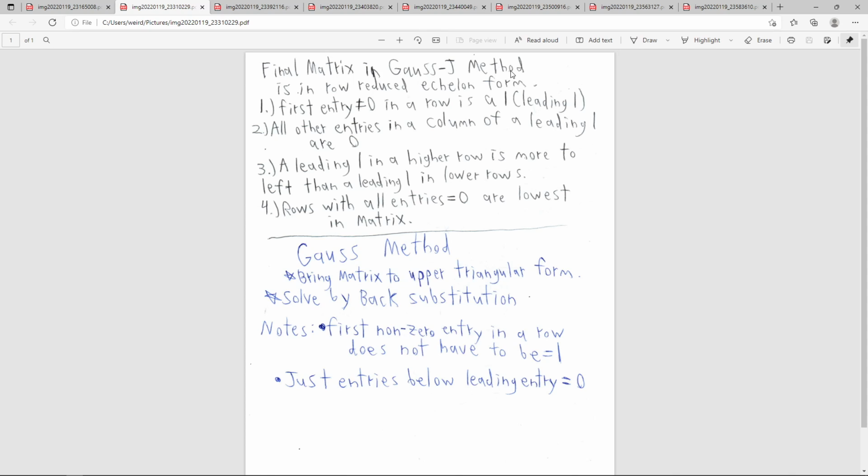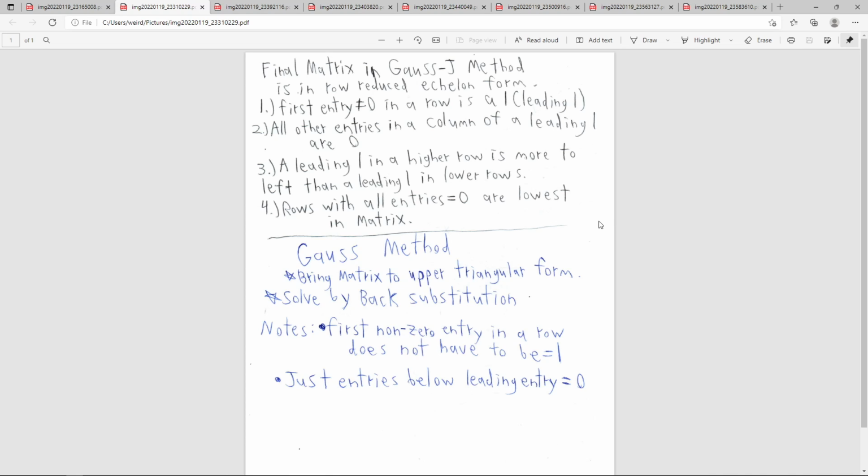The final matrix in the Gauss-Jordan method is in row reduced echelon form. So the first nonzero entry in a row is 1, and this is called the leading 1. All other entries in the same column as a leading 1 are 0. A leading 1 in a higher row is more to the left than a leading 1 in lower rows. And finally, rows with all entries equal to 0 are lowest in the matrix.